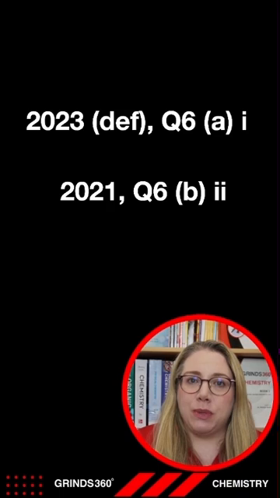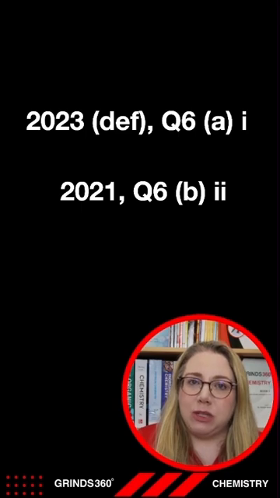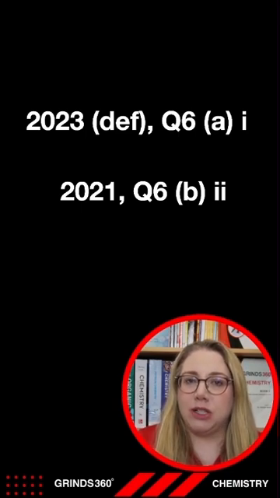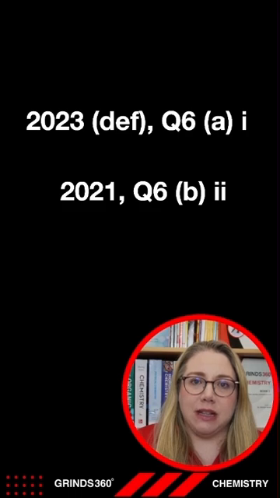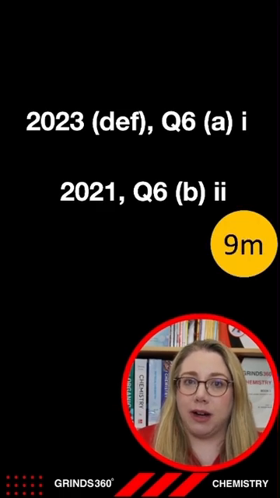The last time it came up was 2023, the deferred paper. It was question 6A part 1, and before that it was 2021, question 6B part 2. In both of these years, students were asked to draw a labelled diagram and explain how fractional distillation works. And if they could do that, well then they got 9 marks.